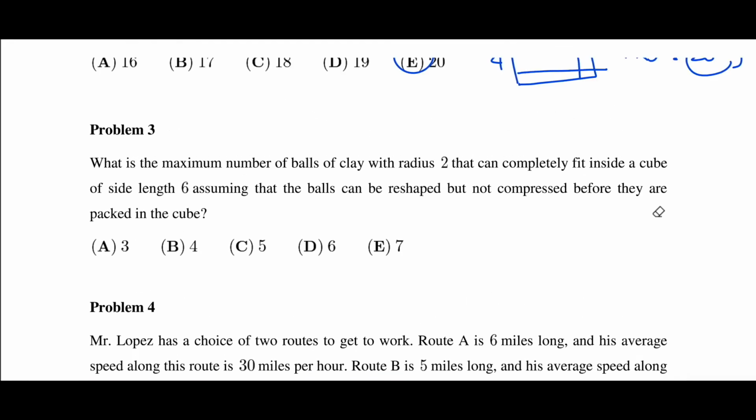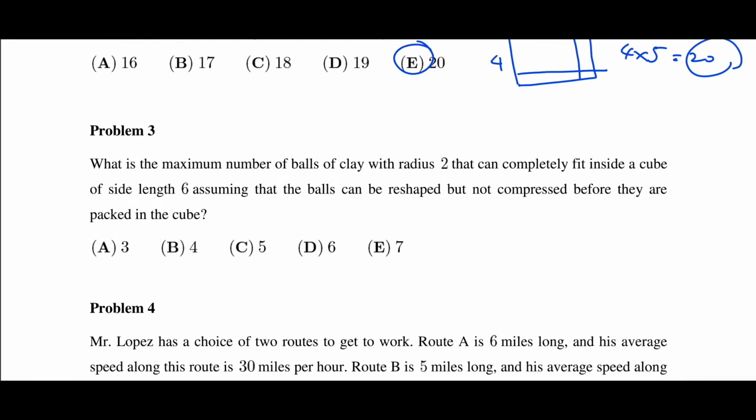Next question, problem 3. What is the maximum number of balls of clay with radius 2 that can completely fit inside a cube with side length 6, assuming that the balls can be reshaped but not compressed before they're packed into the cube? Because the balls of clay can be reshaped, the only thing that matters is the volume. And the cube's volume is basically 6 cubed. And the ball's volume is 4 over 3 times pi r cubed, which you can substitute r as 2. So 4 over 3 pi times 2 cubed.